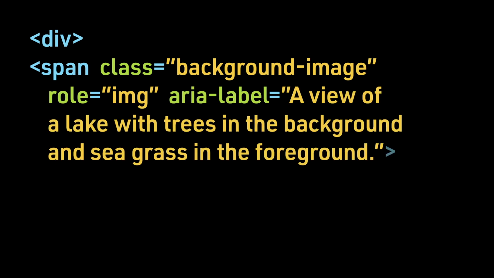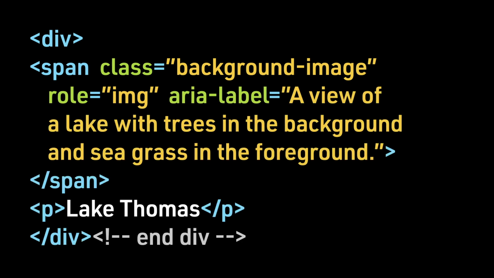Here is an example. Div opening tag, span opening tag, class equals "background-image" in quotation marks, role equals "img" in quotation marks, aria-label equals "a view of a lake with trees in the background and seagrass in the foreground" in quotation marks, end span, p opening tag, Lake Thomas, p closing tag, end div.